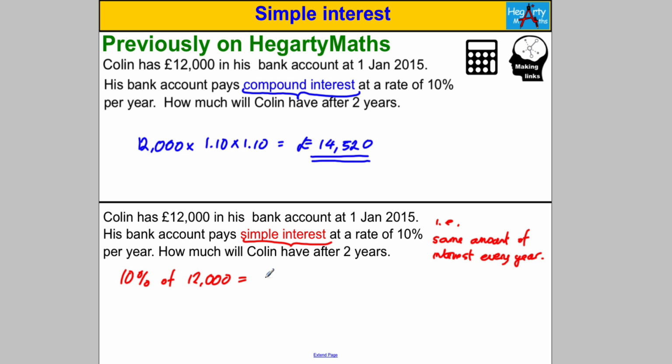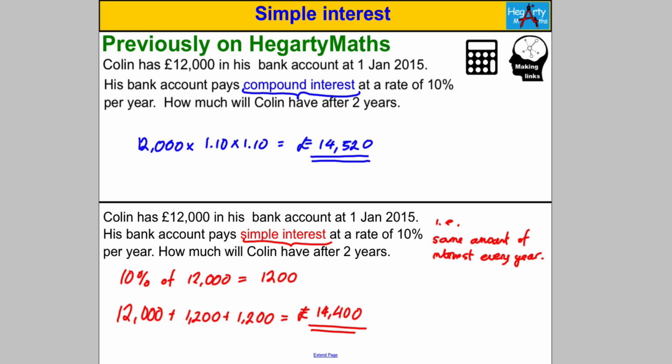10% of anything just means dividing by 10, so that's £1,200. Okay? Now, he gets that every single year. So after 2 years, how much would he have? Well, in his bank account, he always started with £12,000, and for the first year, he gets £1,200, and in the second year, he gets another £1,200. So overall, at the end of it, he's going to have £14,400.